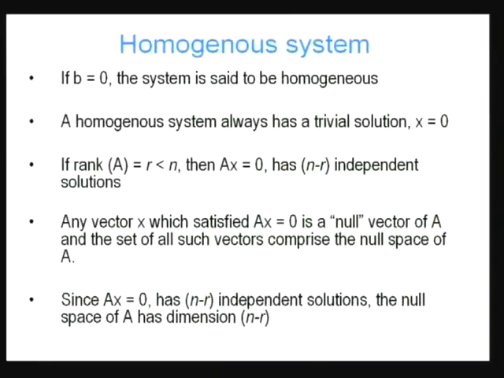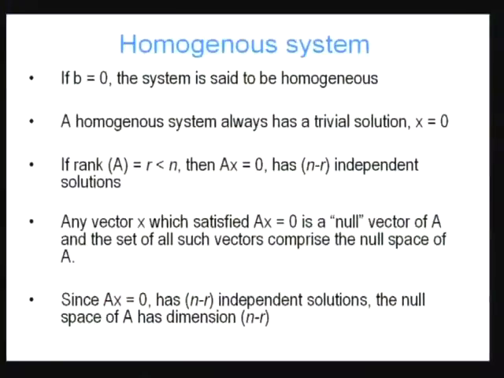If b is equal to 0, the system is said to be homogeneous. So Ax equal to 0 is said to be a homogeneous system. A homogeneous system always has a trivial solution. What do we mean by a trivial solution? That is, a homogeneous system will always be satisfied by x1, x2, x3 through xn equal to 0.